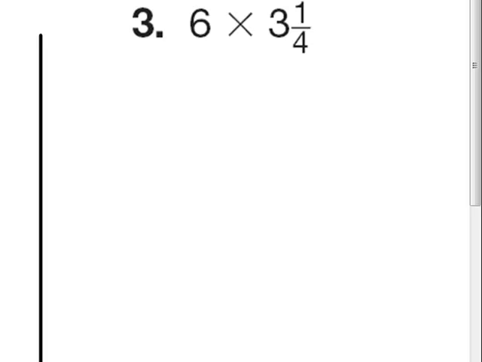Then you simply multiply the numerators and the denominators. 2 times 4, or 4 times 2, however you want to say it, equals 8. And 11 times 7 equals 77. So our answer here is 77/8. But now we're left with an improper fraction.